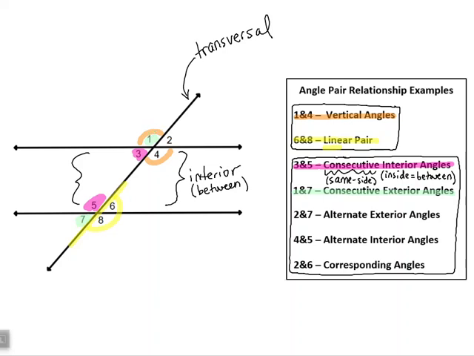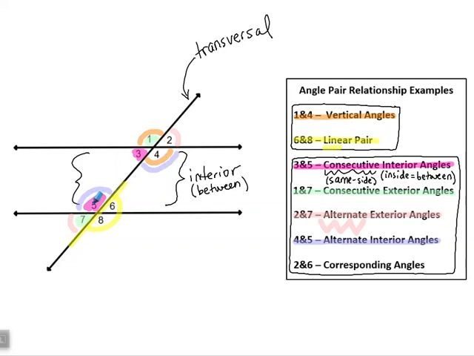Then we have the alternate exterior angles, such as angles 2 and 7. Here's angle 2. Here's angle 7. They are not between, that's why they are exterior, but now they are alternating sides of the transversal. One's on the right, one's on the left. Alternate, like going back and forth. That's alternate exterior. Then, of course, we also have alternate interior angles, such as angles 4 and 5. Here is angle 4. And here is angle 5. Those are between the 2 lines, but they're alternating sides of the transversal, one on the right, one on the left.